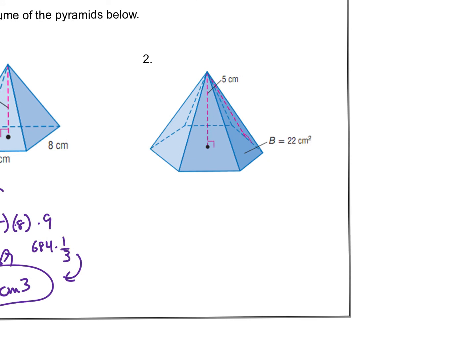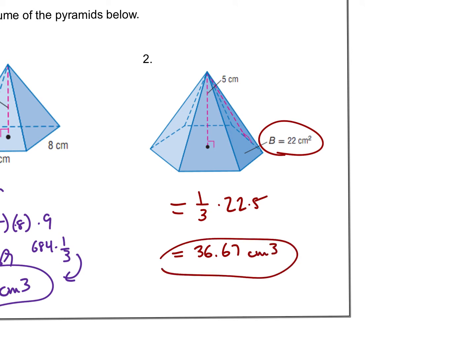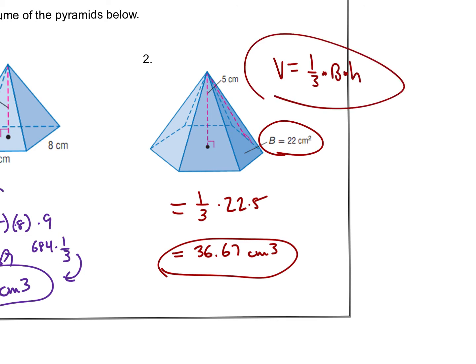Number 2. Oh, this is very nice. It gave me the area of the base for me. So I'm just going to take 22 times 5 and divide it by 3. So that's going to be 36.67 centimeters cubed. Okay, and remember, everything is stemming from this formula. That's kind of what I'm doing.